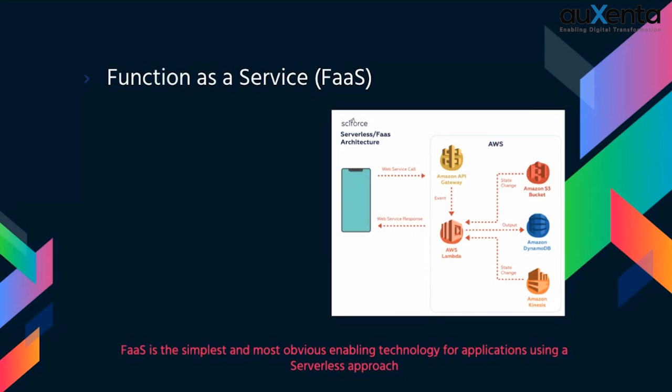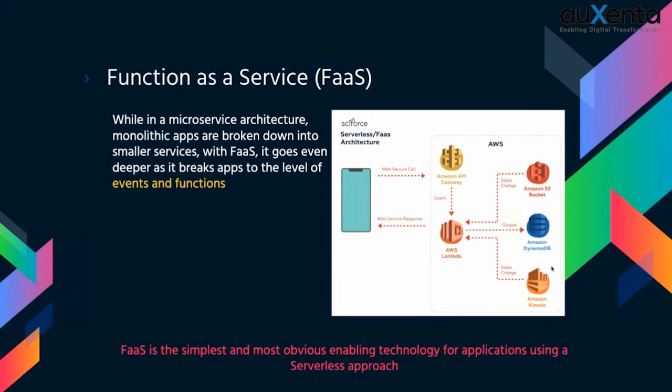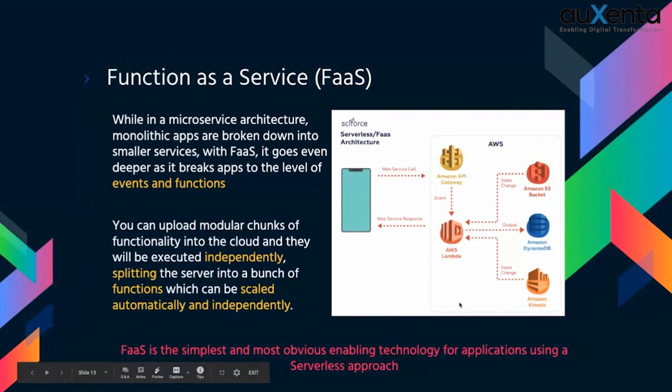This is the most popular way to think of a function as a service. While in the microservice architecture, monolithic apps are broken down into smaller services, with FaaS it goes even deeper and breaks apps down to the level of events and functions. What this means is that you can upload modular chunks of functionality into the cloud and they will be executed independently, splitting the server into a bunch of functions that can be scaled automatically and independently. So FaaS is the simplest and most obvious enabling technology for applications using the serverless approach.